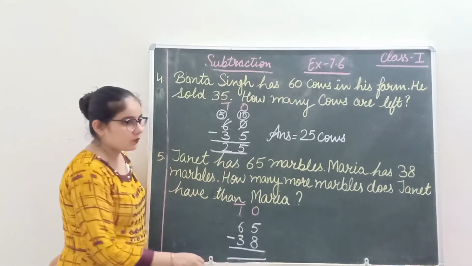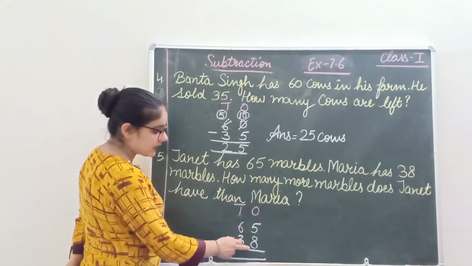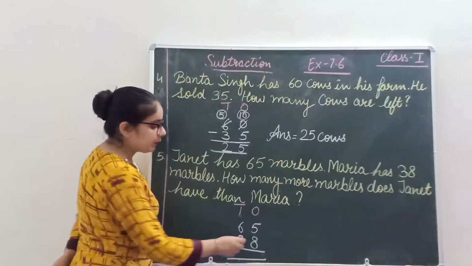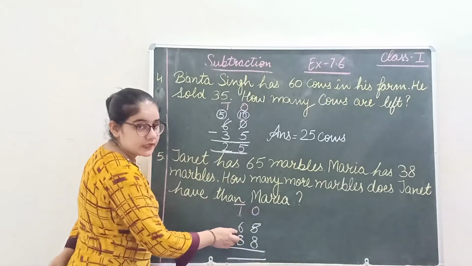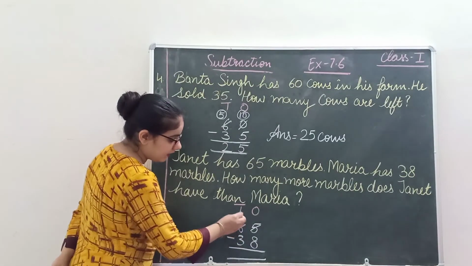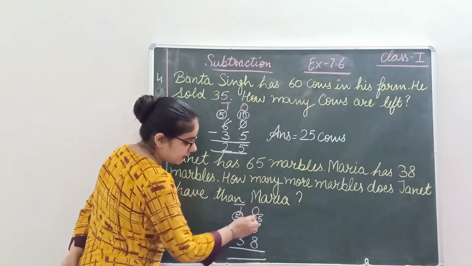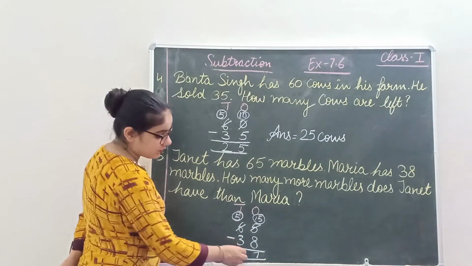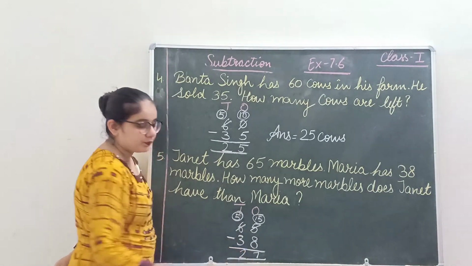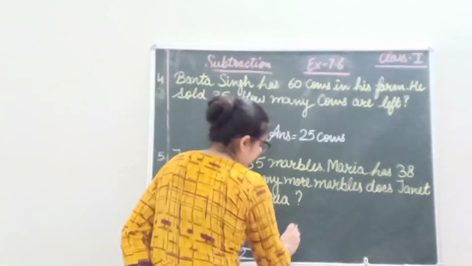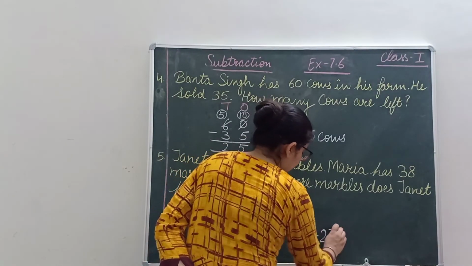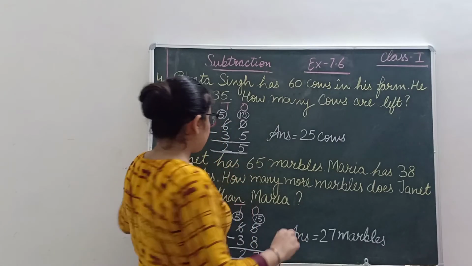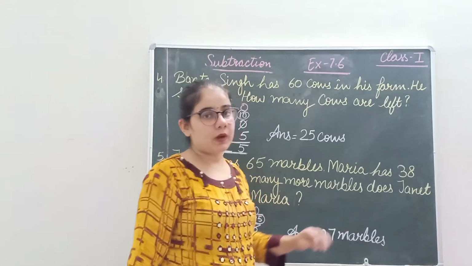See, the digits given in ones place are 5 and 8. 5 is smaller than 8. That means there is need to borrow. Now this 5 will borrow from 6. This 6 will become 5 and this 5 will become 15. 15 minus 8 is equal to 7. 5 minus 3 is equal to 2. Answer is 27 marbles. That means Janet has 27 more marbles.